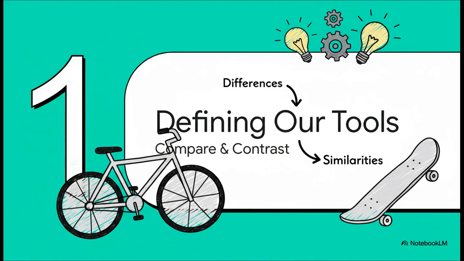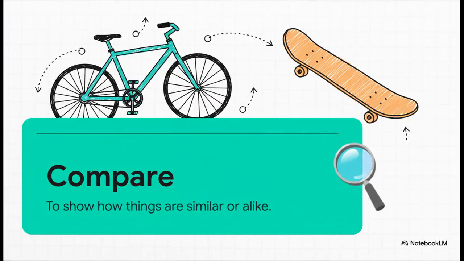So, first things first, we need to define our tools. What exactly do we mean when we say compare and contrast? Let's break them down. First up is compare. Pretty simple, right? When you compare two things, you're just looking for what they have in common. You're trying to find the connections, the stuff that makes them similar or alike. It's all about seeing the parallels.